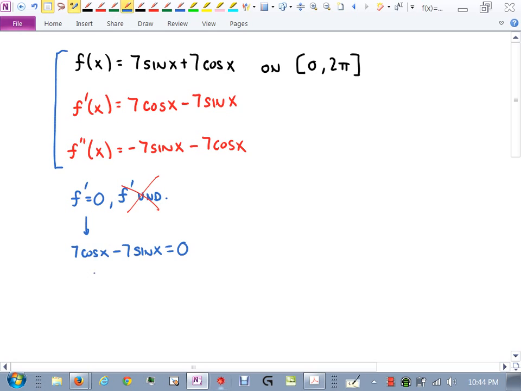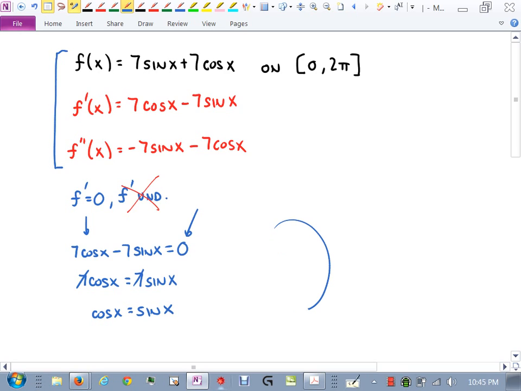So when I set that to 0, I can move the 7 sine x to the other side and divide both sides by 7. I get cosine x equals sine x. So what I could do now is try and determine when sine x is equal to cosine x. That would give me every place that my derivative is 0.